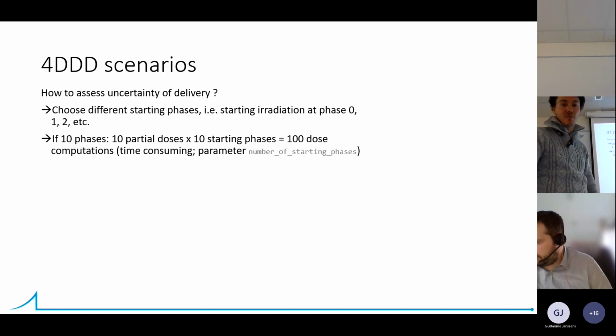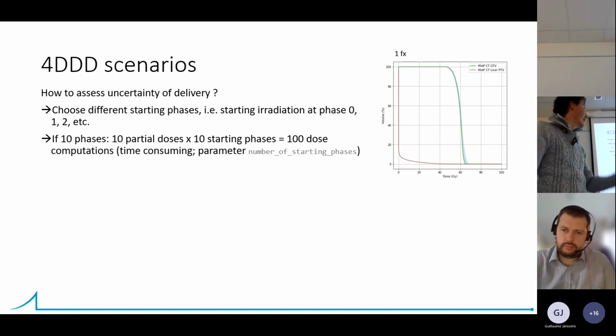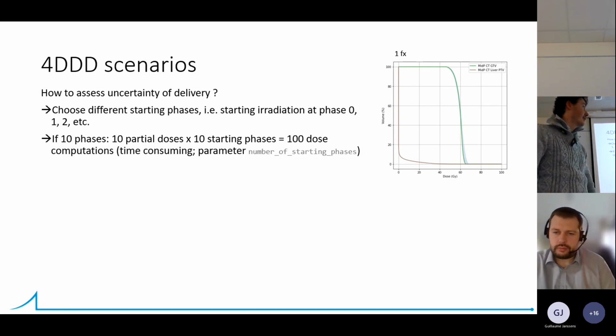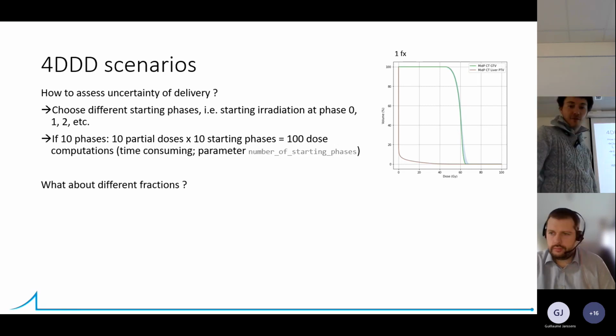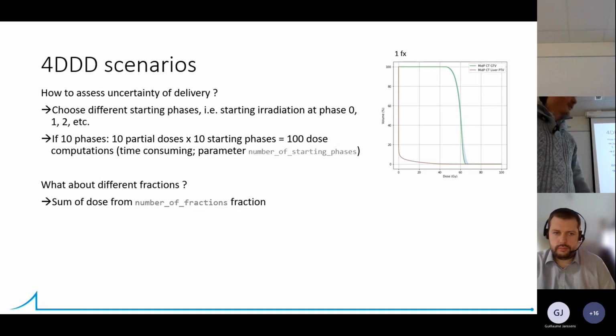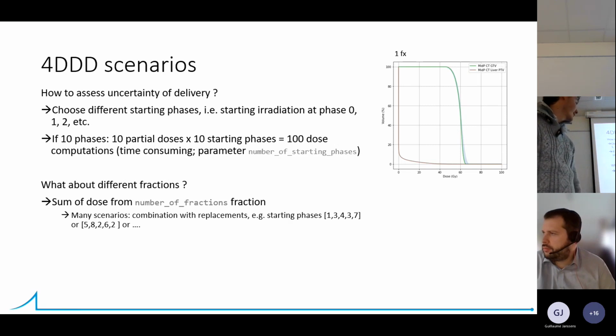So you can also set a parameter to choose the number of starting phases that you want. And here, for example, you can also provide a DVH with this uncertainty bound like before, and then you can also see what the impact of having multiple fractions is. Here it's just summing X number of fractions. So if you have 5 fractions, you have 5 doses.